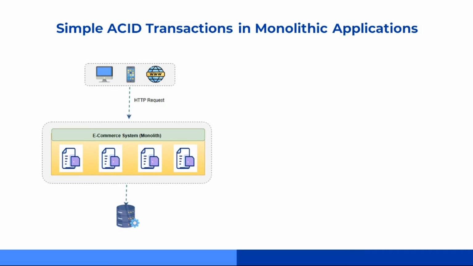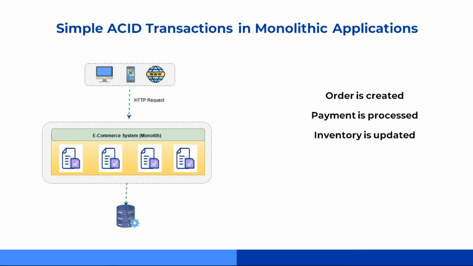Say a customer places an order. Now inside the monolithic application, here's what happens step by step. First, the order is created. Then the payment is processed. After that, the inventory is updated, and finally shipping is arranged. Since all these modules are part of the same application and they use the same centralized database, all these operations are wrapped nicely inside a single ACID transaction. That means either everything succeeds or everything rolls back, keeping data consistent automatically.